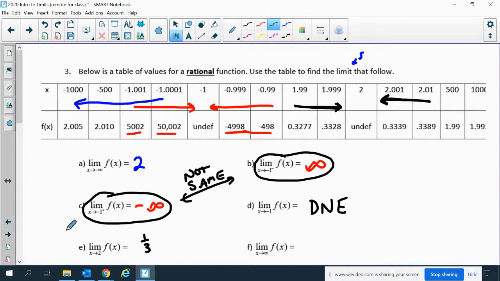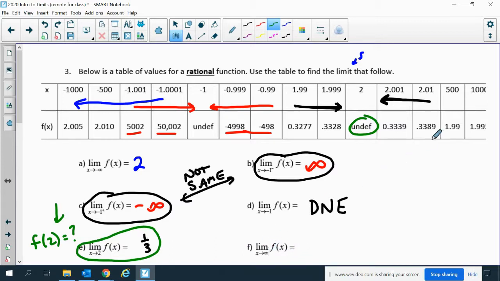One thing to note is that if I said, what is f of 2? That's undefined. So it's okay for a limit to be equal to a number, even though the function doesn't have a value at that point.